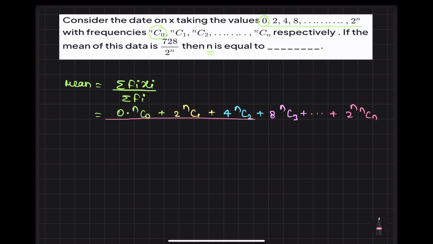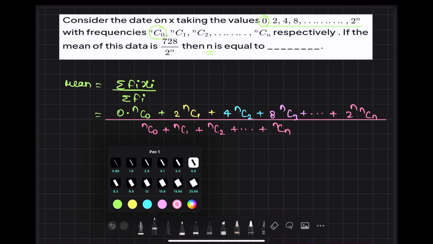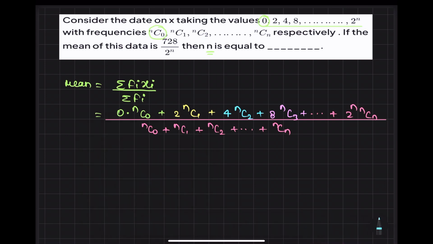Now we will jump on to the denominator, which means summation fi. Fi is what? nC0, nC1, nC2, nCn. Now, if you observe the numerator, I will change the color so that you can build a better understanding.